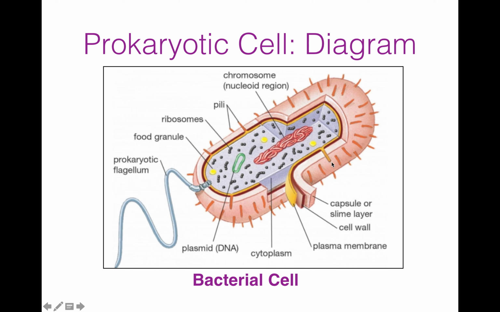This is the capsule, the orange one. It is also known as the slime layer. This is the cell wall, the dark brown color. This is the plasma membrane, the yellow one. This is the cytoplasm. This green ring is the plasmid. This is a prokaryotic flagellum. These round ones are ribosomes. These are pili, hair-like structures. This is the nucleoid region.